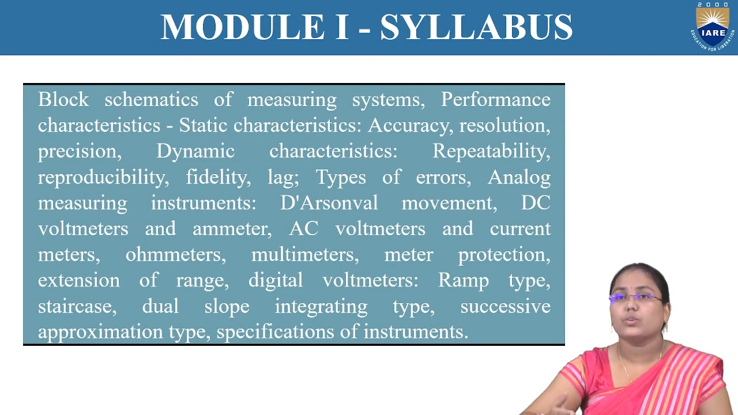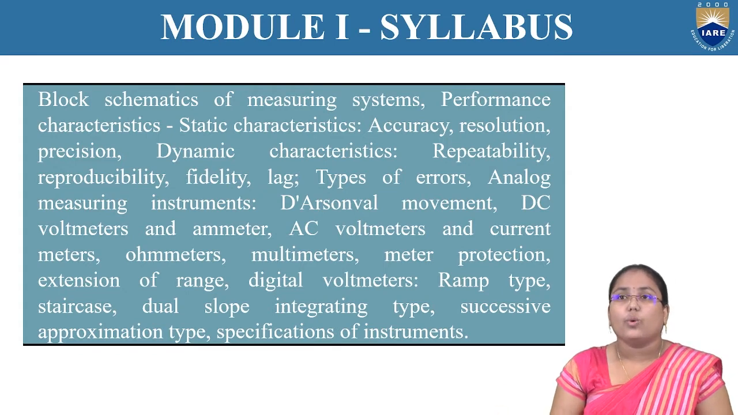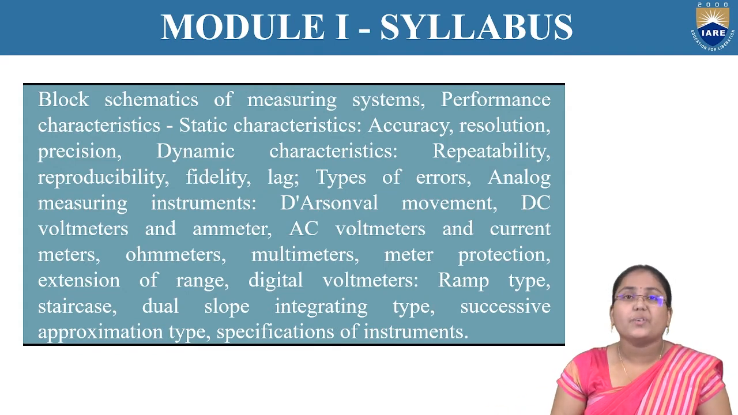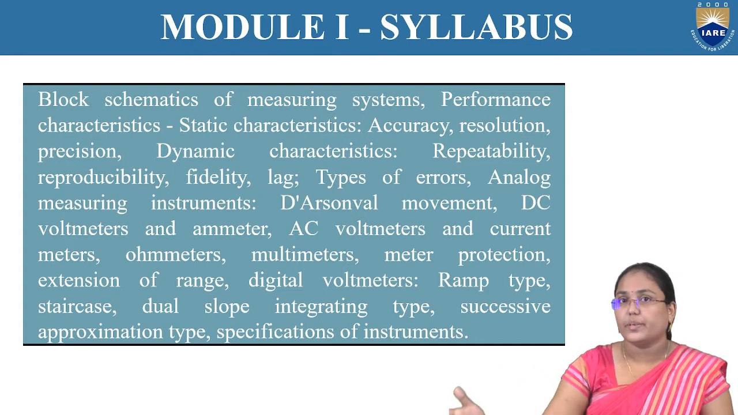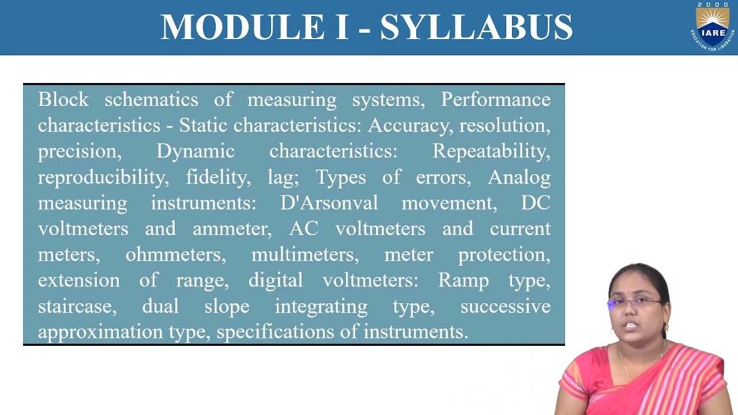Previously, whatever we were discussing were DC meters basically. Next, we'll be discussing AC meters, AC voltmeters and all. Next, we'll be discussing digital voltmeters, which are ramp type, staircase type, dual slope, integrating type, successive approximation type, and some specifications of the instruments.